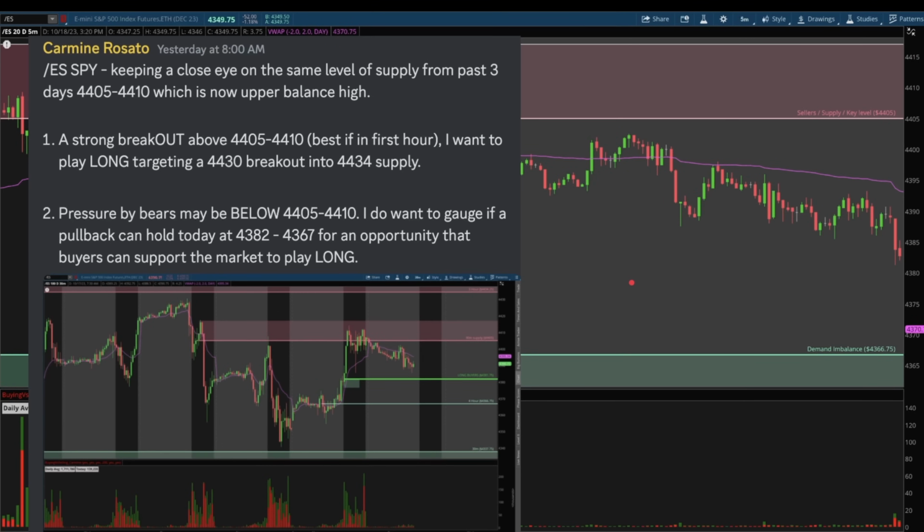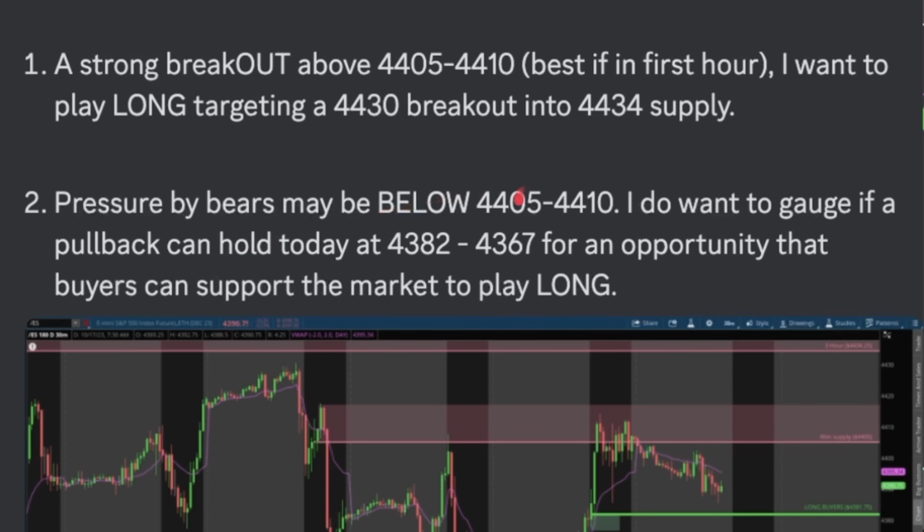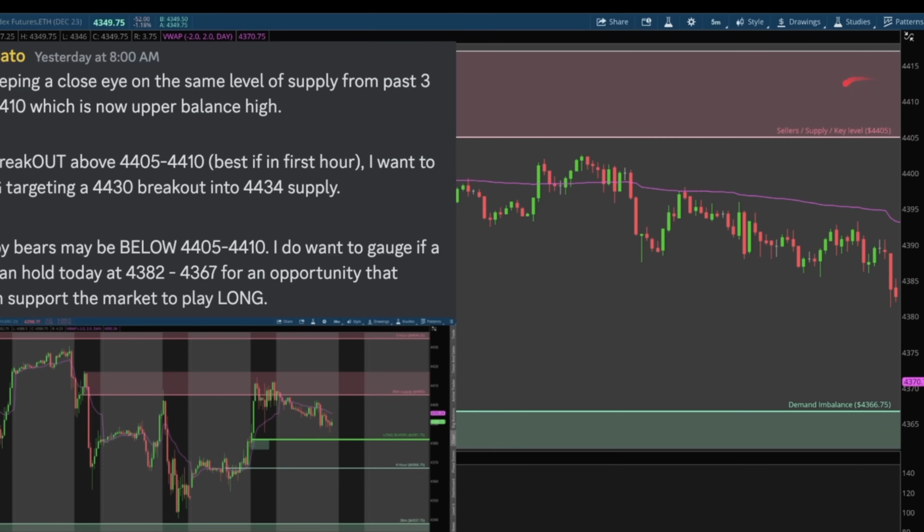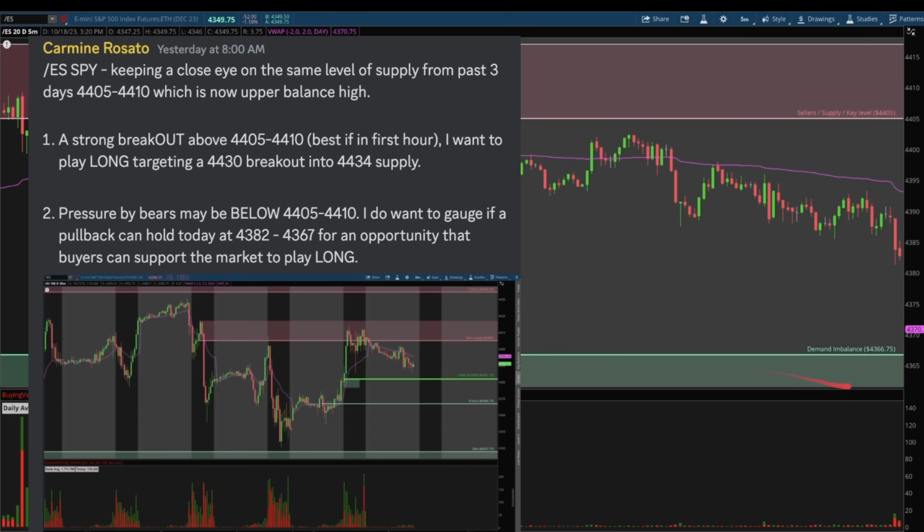So here's an example of an actual trade that I took, and I first want to go over the pre-market plan so you could understand this analysis. Now, every single day, I post pre-market plans in my Discord of setups I'm watching, levels I'm looking out for, and potential trading scenarios. So scenario number 2 was we were watching 4405 and 4410, which was the supply box that you can see here up in the pink level. Down below, we have a demand zone at 4367 that if the market could hold and pull back at it, I am looking for an opportunity for buyers to support the market to play it long.